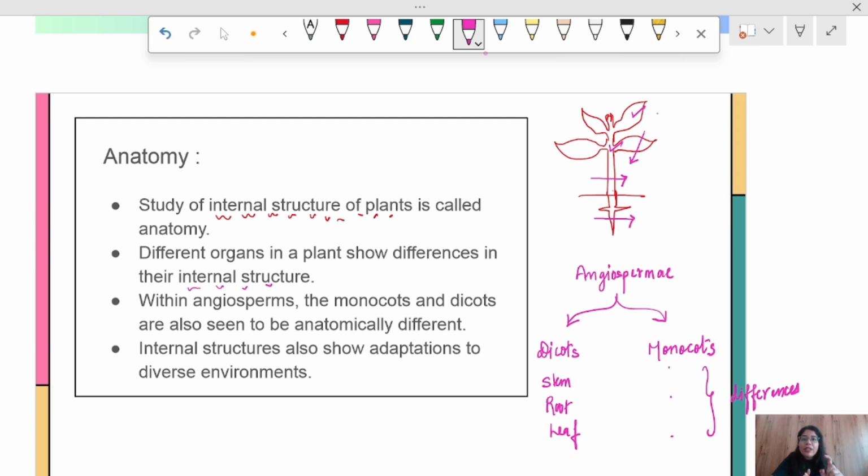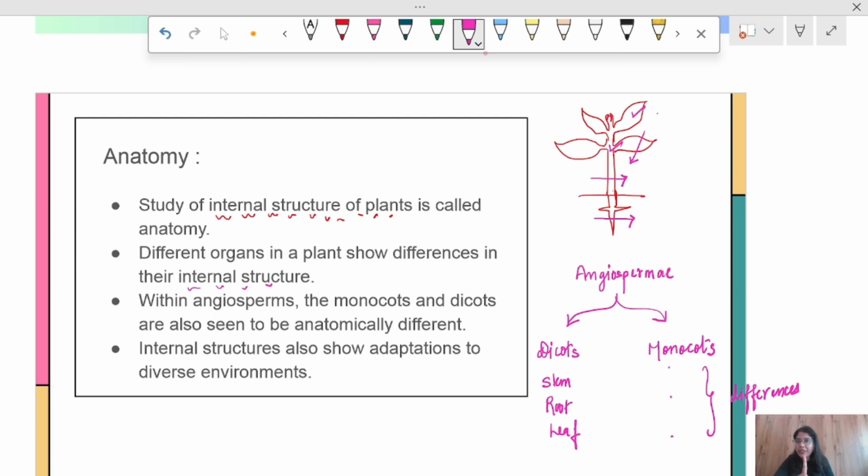Now, leaf, stem and root, these are the three major organs. Within one single plant, in the different parts of that plant, that is the stem, leaf and root, right? When you cut them, you will see a lot of differences among these different structures of the same plant.